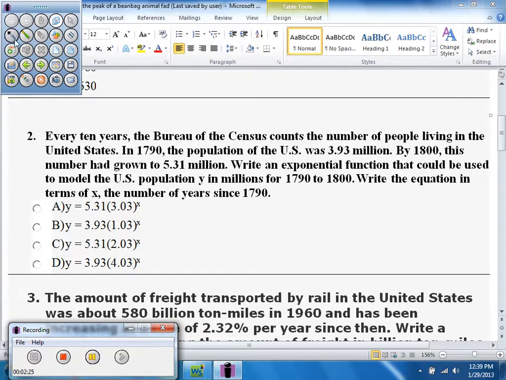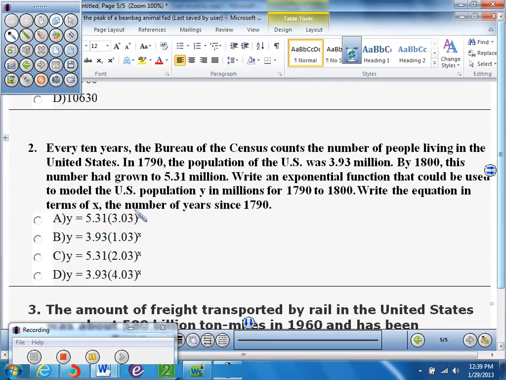Alright, now this one you have to work backwards a little bit. Let's see what we have. In 1790 the population of the U.S. was 3.93 million. By 1800 this number had grown to 5.3 million. It says write an exponential function that could be used to model the U.S. population y in millions from 1790 to 1800. Write the equation in terms of x, the number of years since 1790.